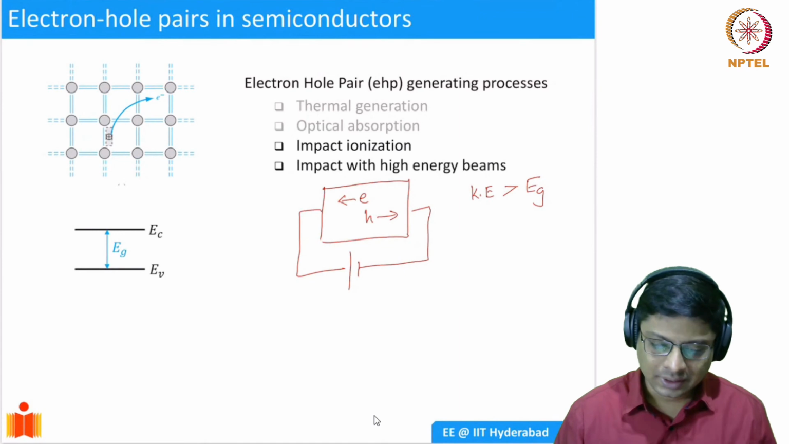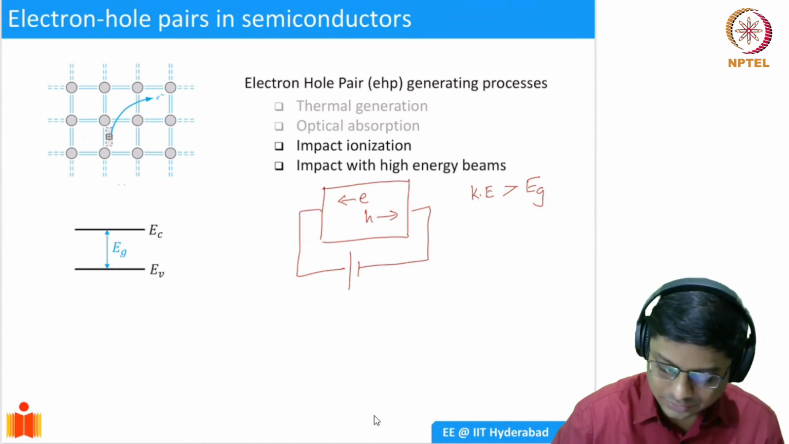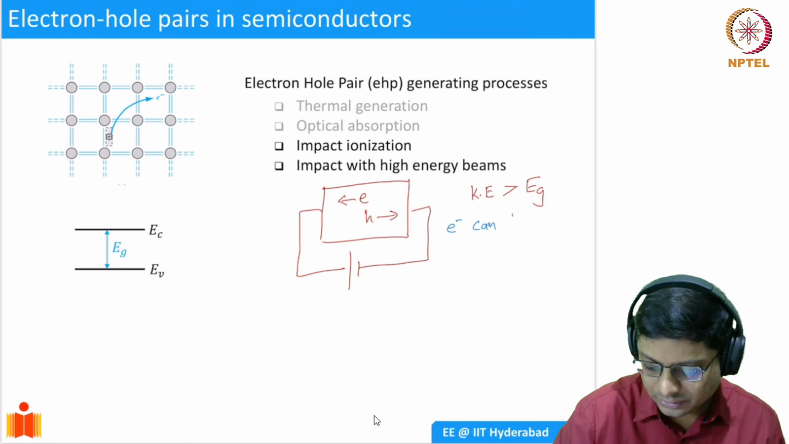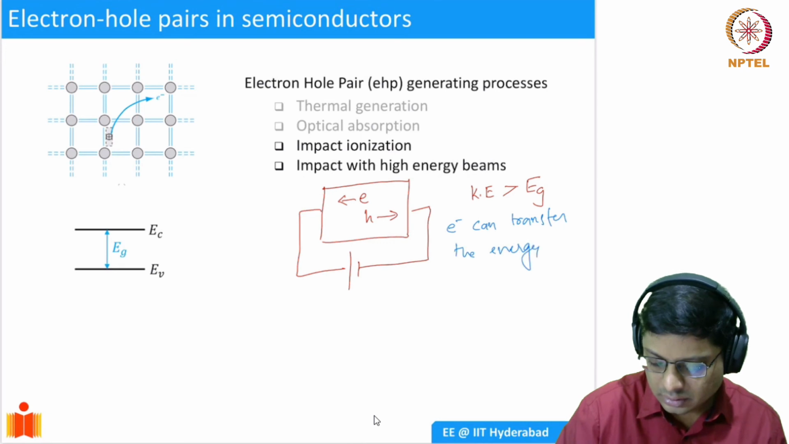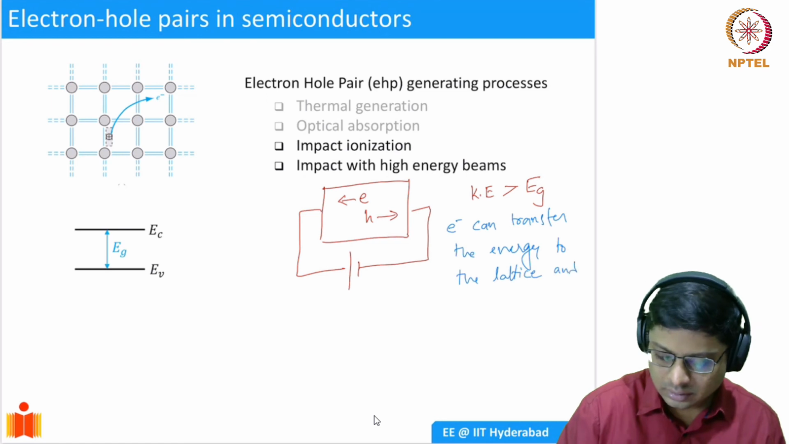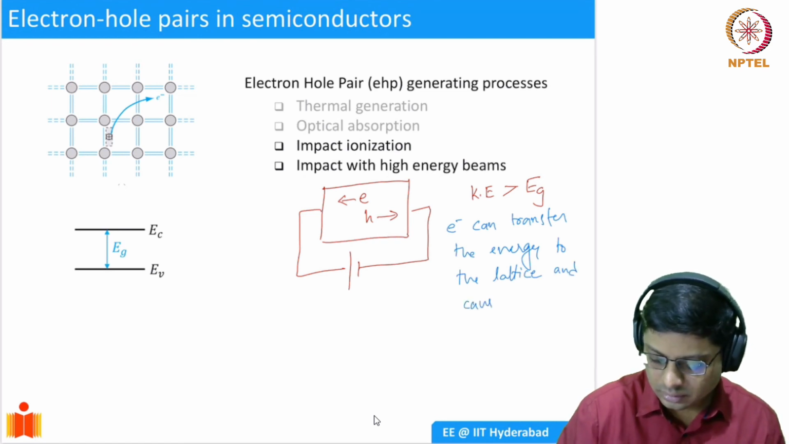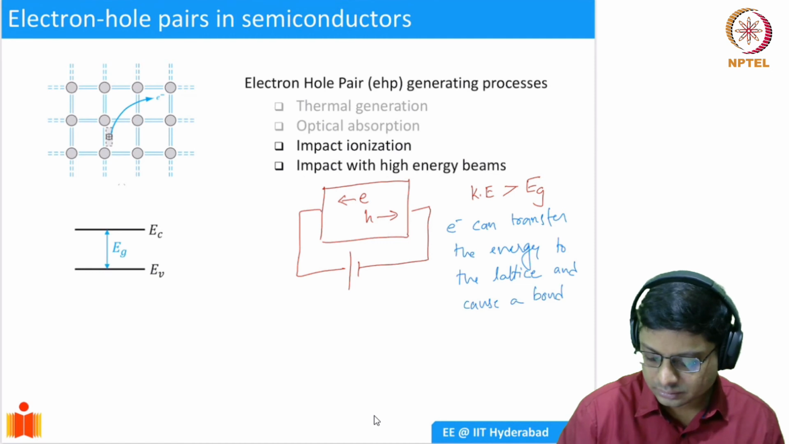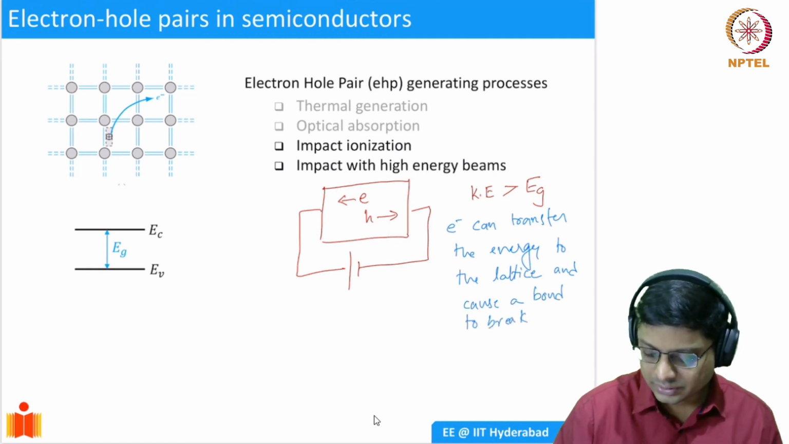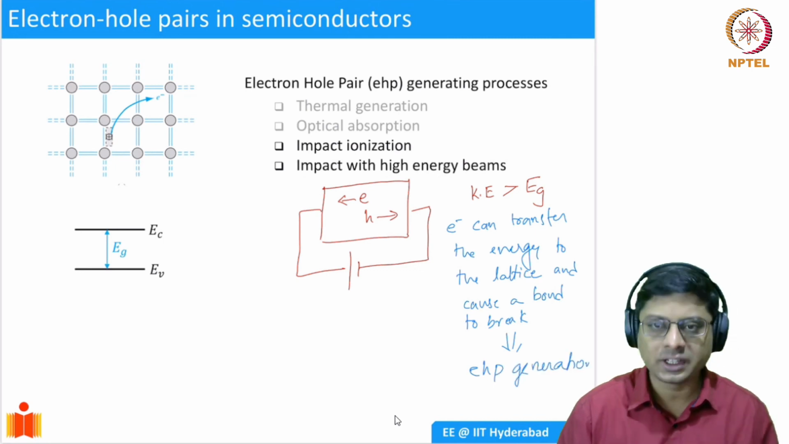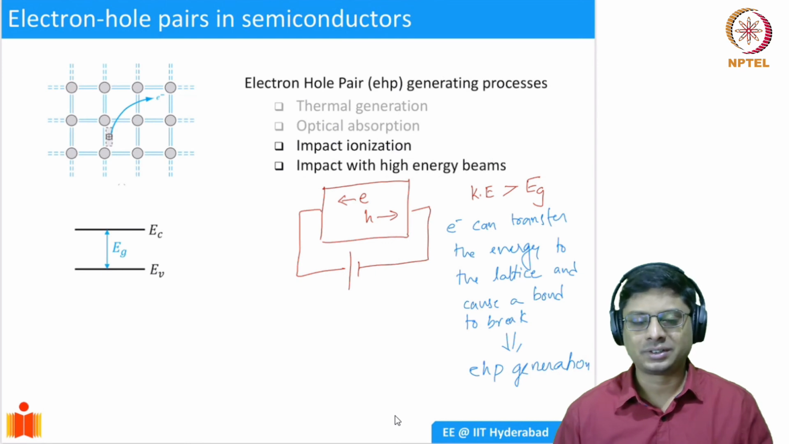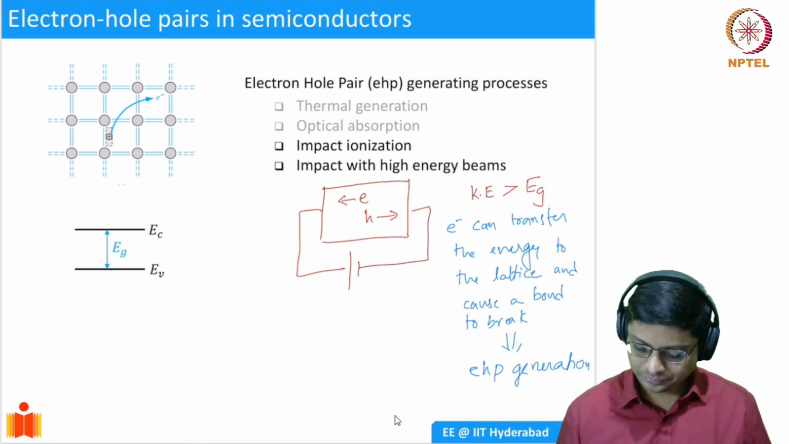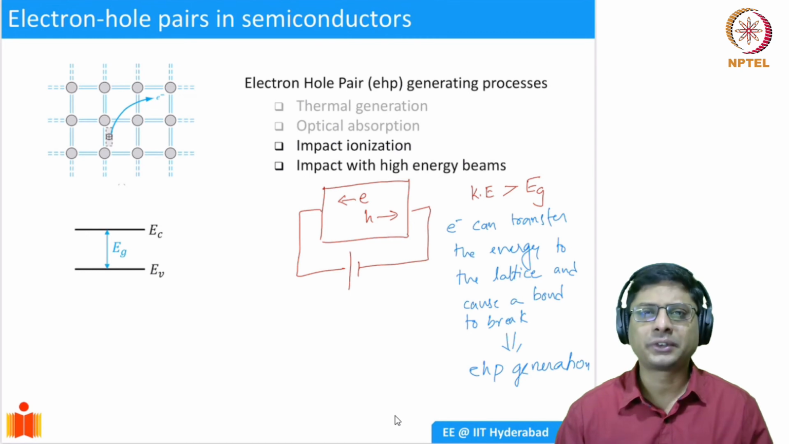the electron can transfer the energy to the lattice and cause a bond to break. This implies you have EHP generation. Whenever a bond breaks, you have EHP generation. So this is one of the processes.